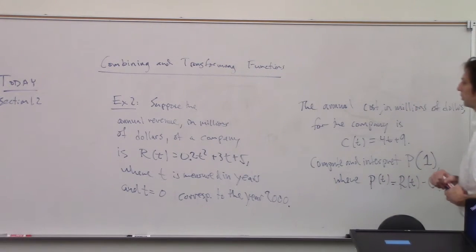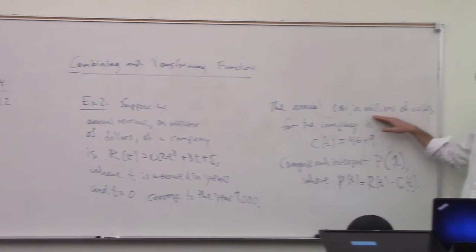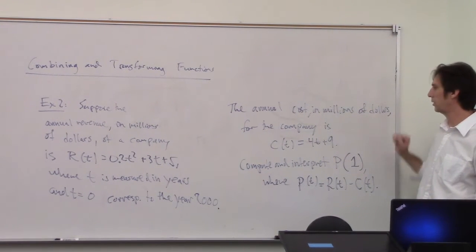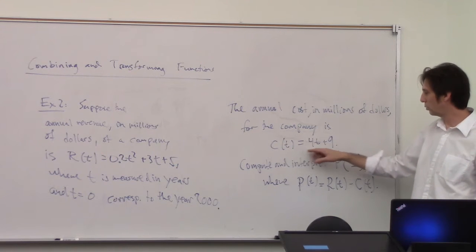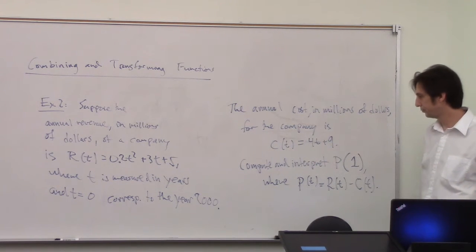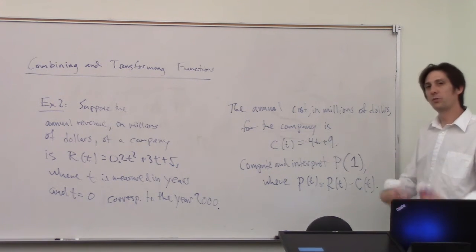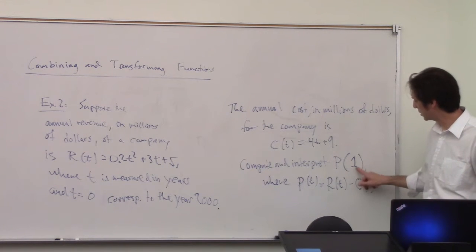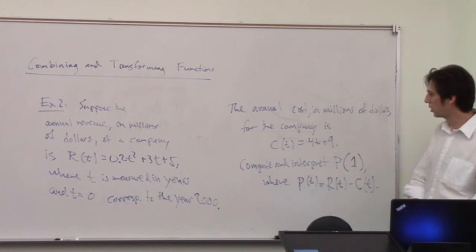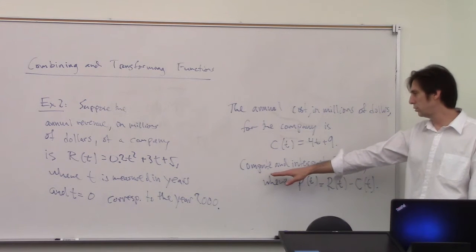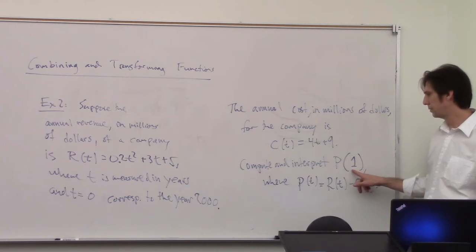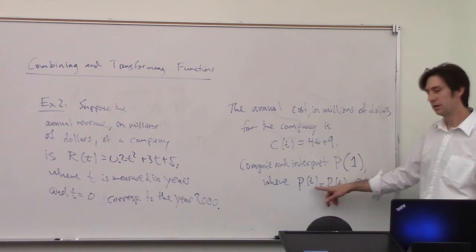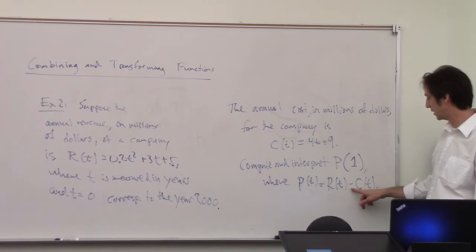Also in the problem, we're told that the annual cost, again in units of millions of dollars for the company, is given by this formula, C of t equals 4t plus 9. What we're supposed to do, and here I've changed the number slightly from the example in the book, is that we want to compute and interpret P of 1, where P of t is equal to R of t minus C of t.